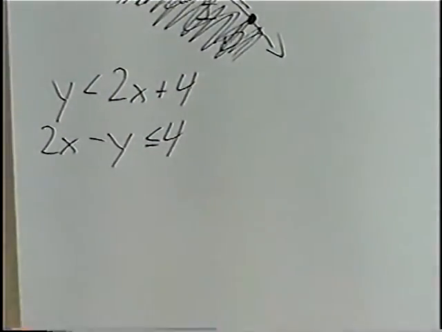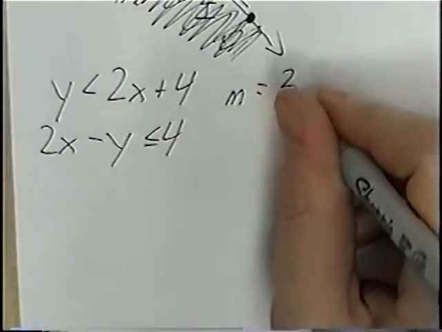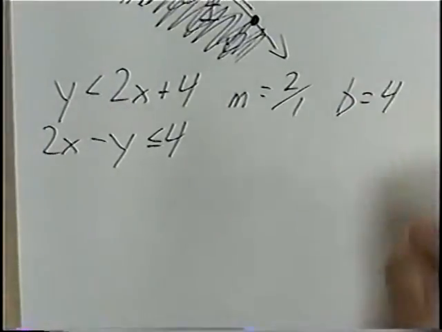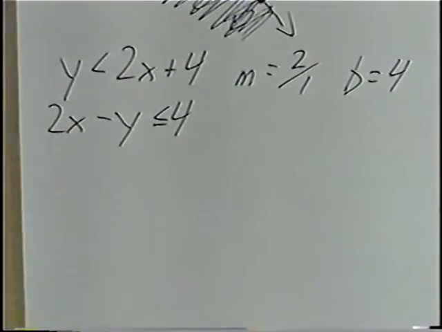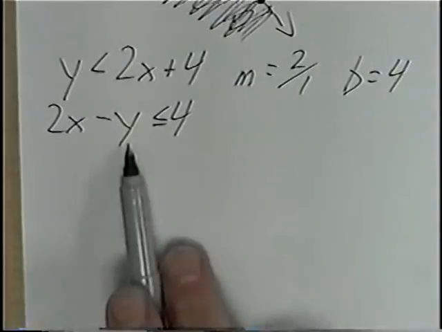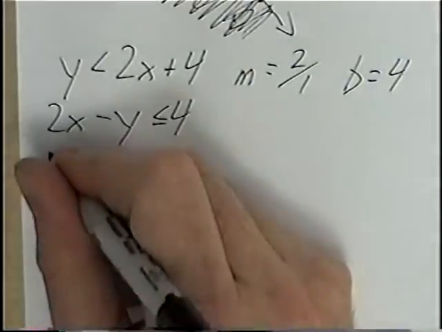The first inequality is in slope-intercept form. The slope m equals 2 over 1, and b, the y-intercept, is equal to 4. For the second inequality in standard form, you could plug zeros in to solve for the intercepts, or if you solve for y, we can put the inequality in slope-intercept form.